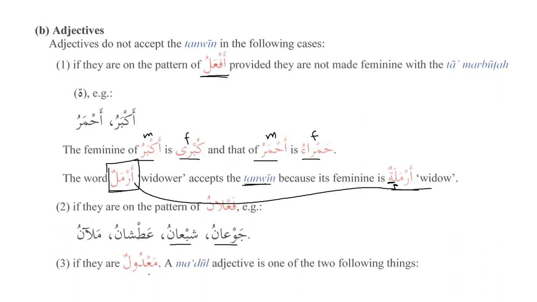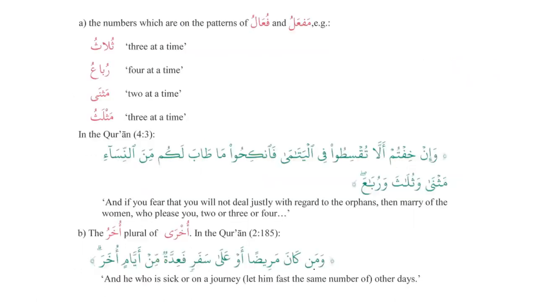If they are ma'dulun, I have explained earlier that ma'dulun is a justified noun, and ma'dulun is an adjective, and it is one of the following things. If the numbers are on the pattern of fu'alu or maf'alu, we know numbers and colors are adjectives. Please remember that numbers and colors are adjectives. So if they come on the pattern of fu'alu or maf'alu, they will be mamnu min as-sarf. For example, thulathu, 3 at a time, ruba'u, 4 at a time, mathna, 2 at a time, and mathlathu, 3 at a time. And we can see the example from the Quran.